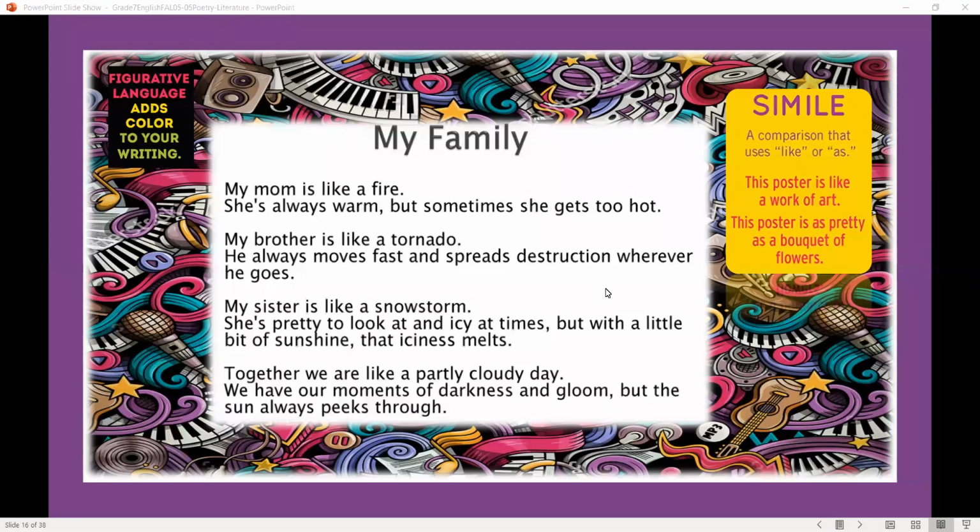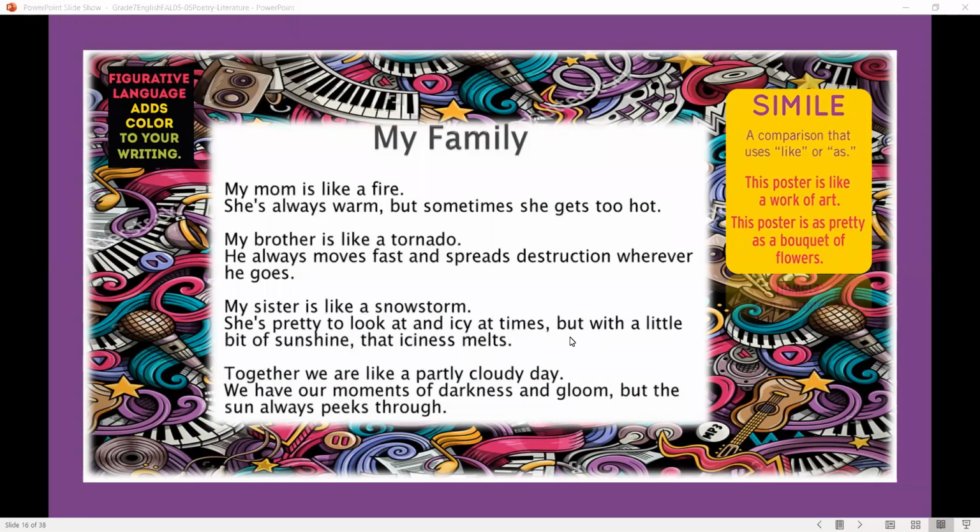My mom is like a fire. She's always warm, but sometimes she gets too hot. My brother is like a tornado. He always moves fast and spreads destruction wherever he goes. My sister is like a snowstorm. She's pretty to look at, icy at times, with a little bit of sunshine.